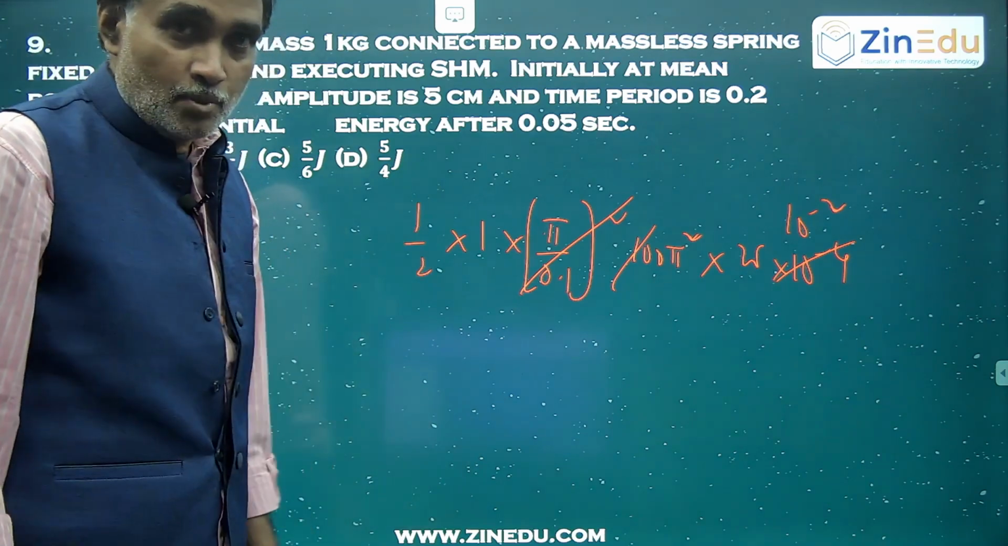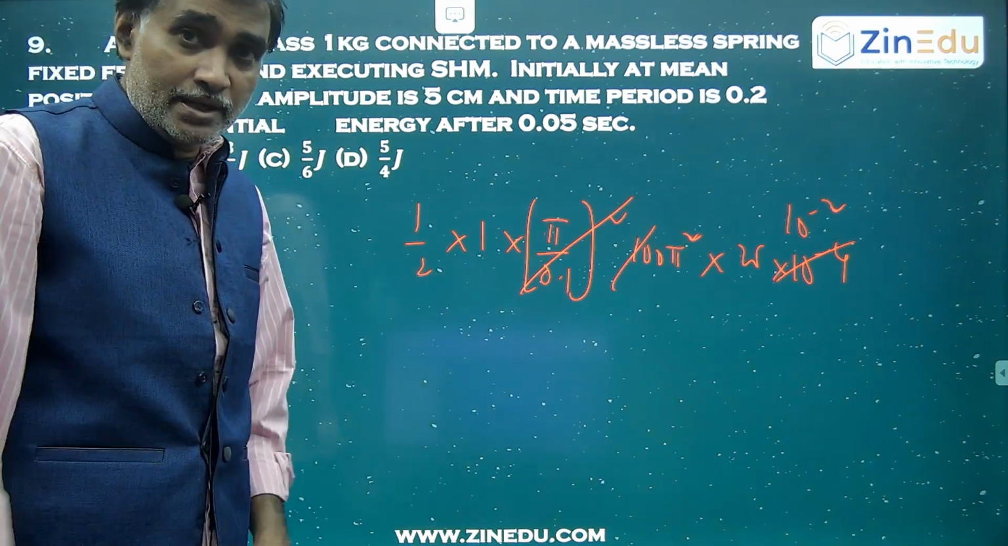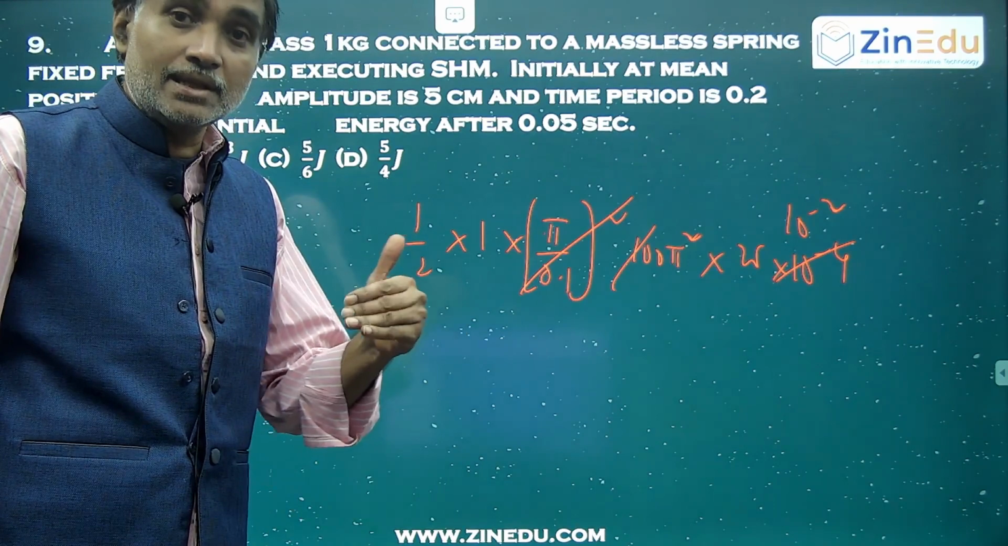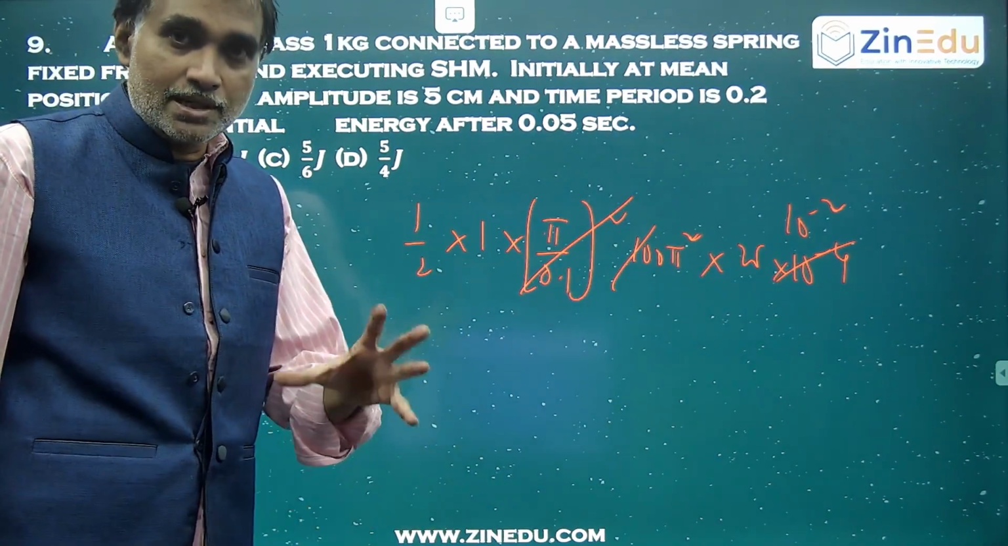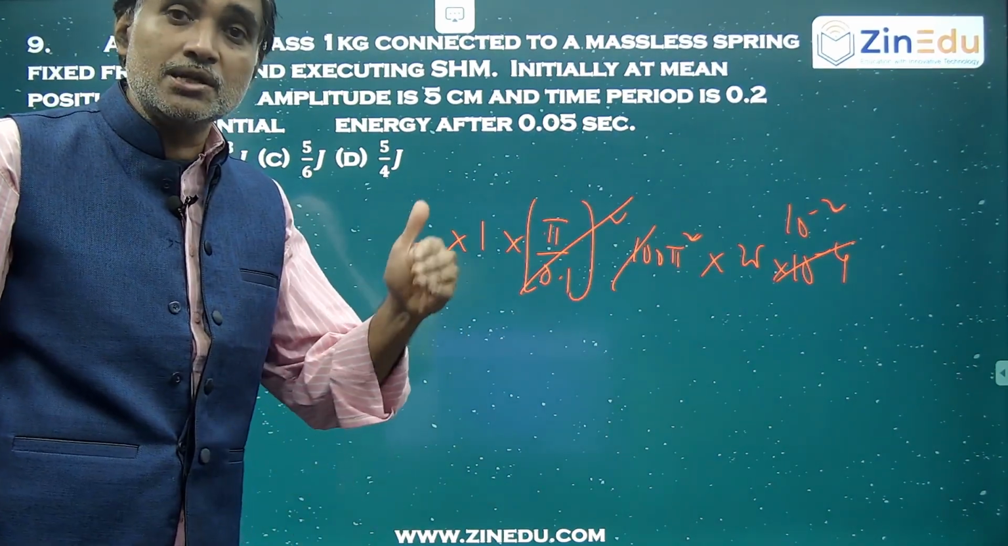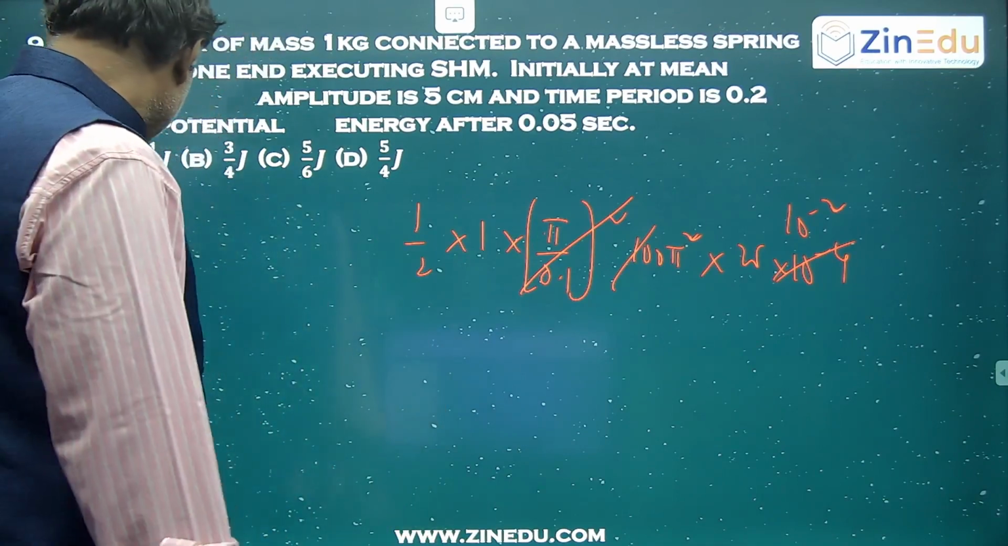Okay. Potential energy at extreme position is equal to kinetic energy at mean position if nothing is mentioned, and that is energy of oscillation, where we take potential energy at mean as 0. Okay.